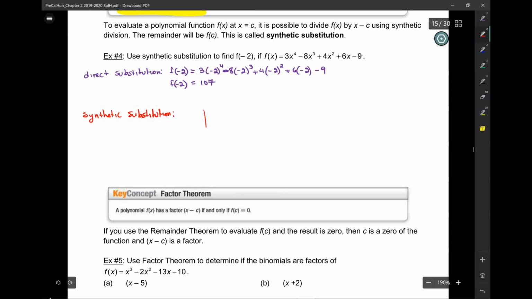For synthetic substitution, we're going to put the coefficients of the polynomial here just like before: 3, negative 8, 4, 6, 9. Here, I just put negative 2. That value is given for me, right? That's already given to me. There is no x minus that I need to solve, so don't go changing signs over there. You're given negative 2, you put negative 2. And now let's do my synthetic substitution or synthetic division.